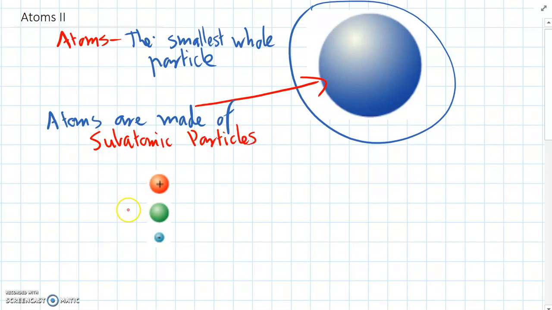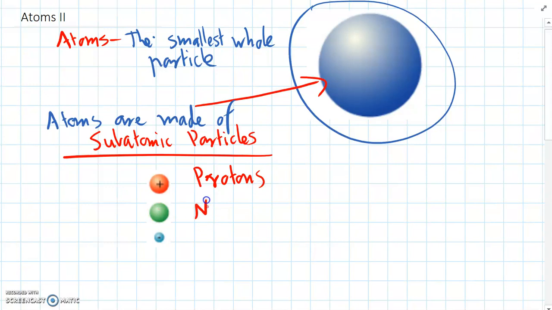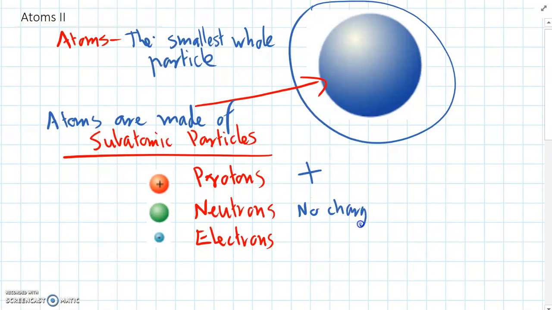And here are the three most important particles that we'll need to learn about. We've got positively charged ones, and these are called protons. We have other ones that are called neutrons, and these have no charge at all. And then we have negatively charged particles, and these are called electrons. So protons are positive, neutrons have no charge, and electrons have a negative charge.